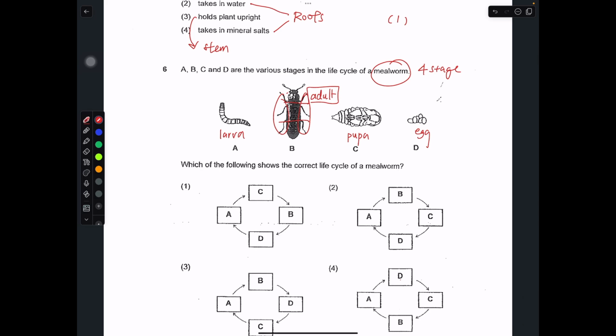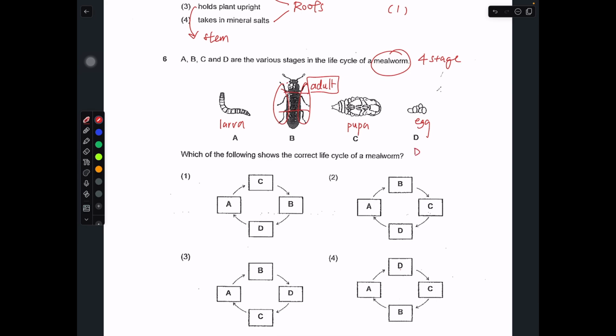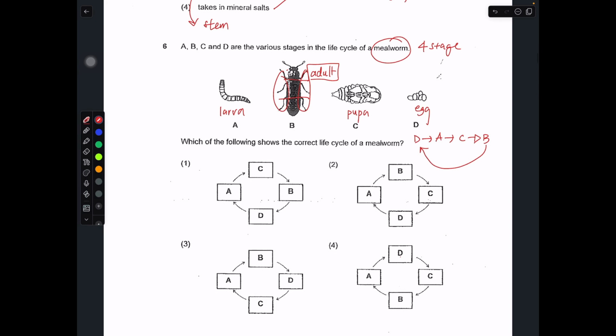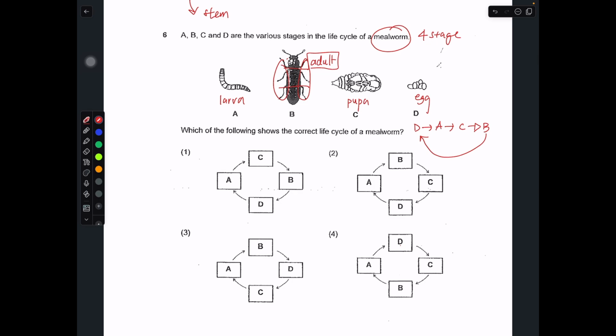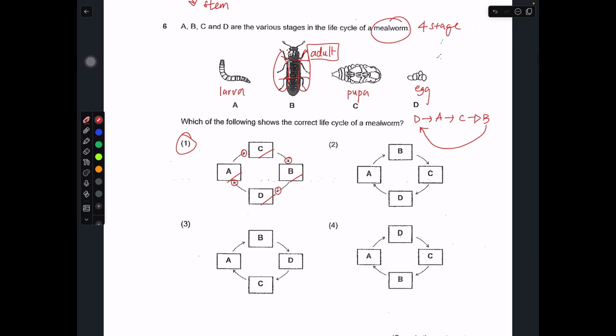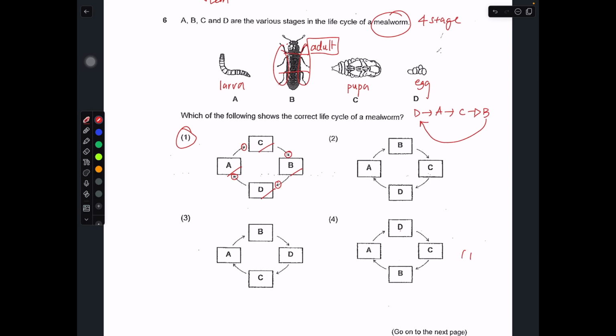So if you see this, how do you arrange them and navigate which one is the correct option? The first one is definitely your egg. Then we go by A, then C, then B. After B, you'll come back to D. So you can evaluate one by one. You can go from D, A, C, B, then naturally number one will be your answer. The rest should be wrong. You also have to take note of where the arrow is pointing, the way it is pointing, when you're selecting the correct option. So this is number one.